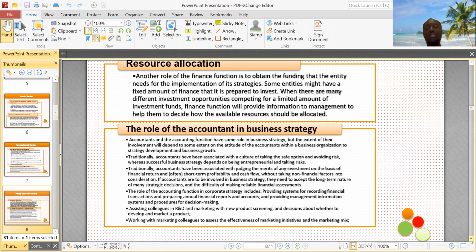So the accountant of today, if he's going to play a role in business strategy, must be able to partner with other functions like the research and development function and the marketing function, and be able to give insights when it comes to developing and marketing products. They must also learn to work with marketing colleagues to assess the effectiveness of marketing initiatives and the marketing mix. So that's very, very important.